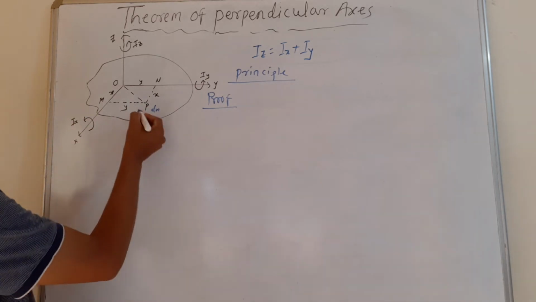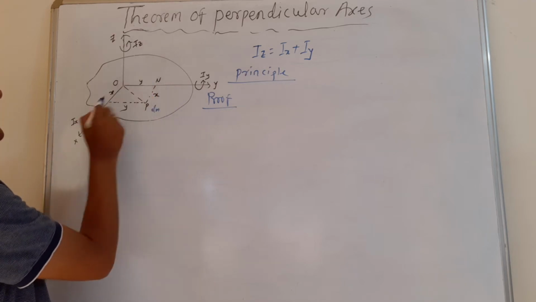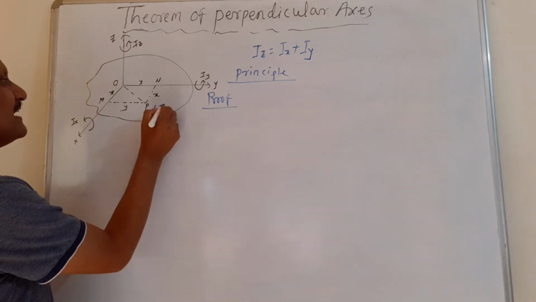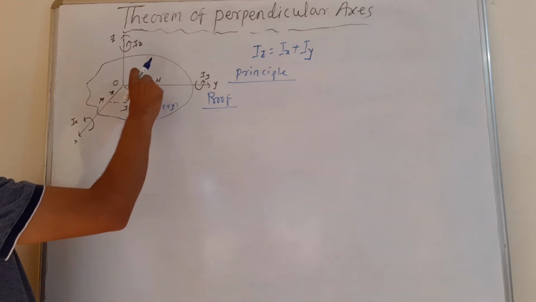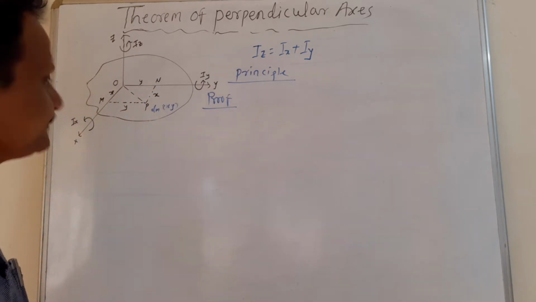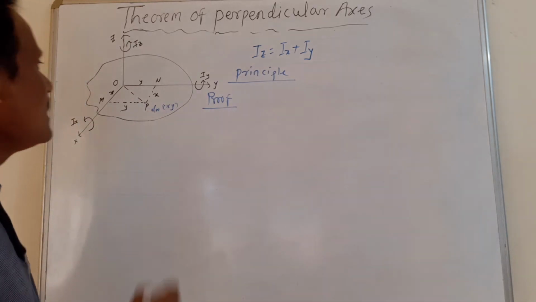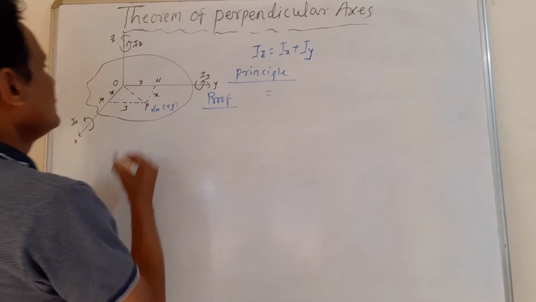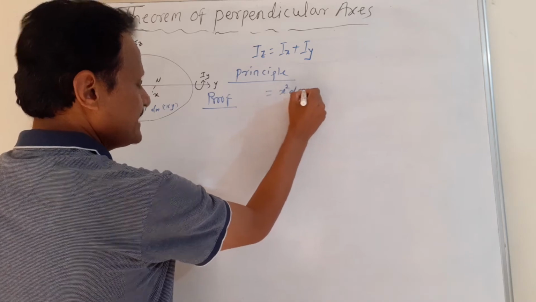So now the intersecting lines at point M and N. Therefore, the coordinate of the point P is x and y. That means this distance is x and this distance is y. So therefore, it is a coordinates at point P. Now, the moment of inertia of this element about a y axis. So therefore, it is x square dm.